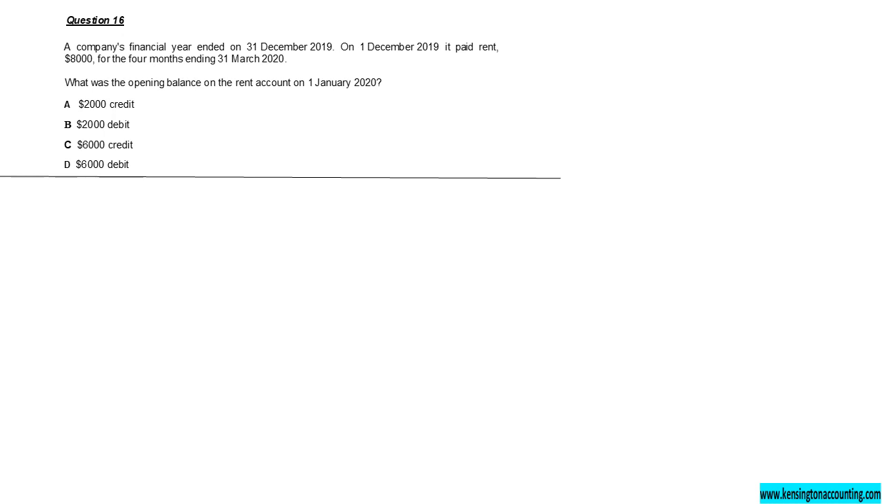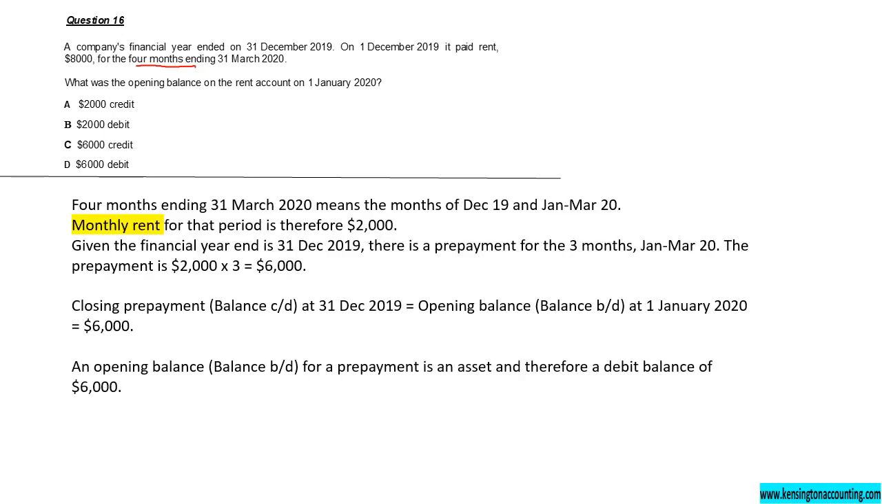Question 16 is about a prepayment of rent. A company's year end is 31st December. On 1st December, it paid rent of 8,000 for the 4 months ending 31st March 2020. Therefore, the rent paid was for the months of December, January, February, and March.